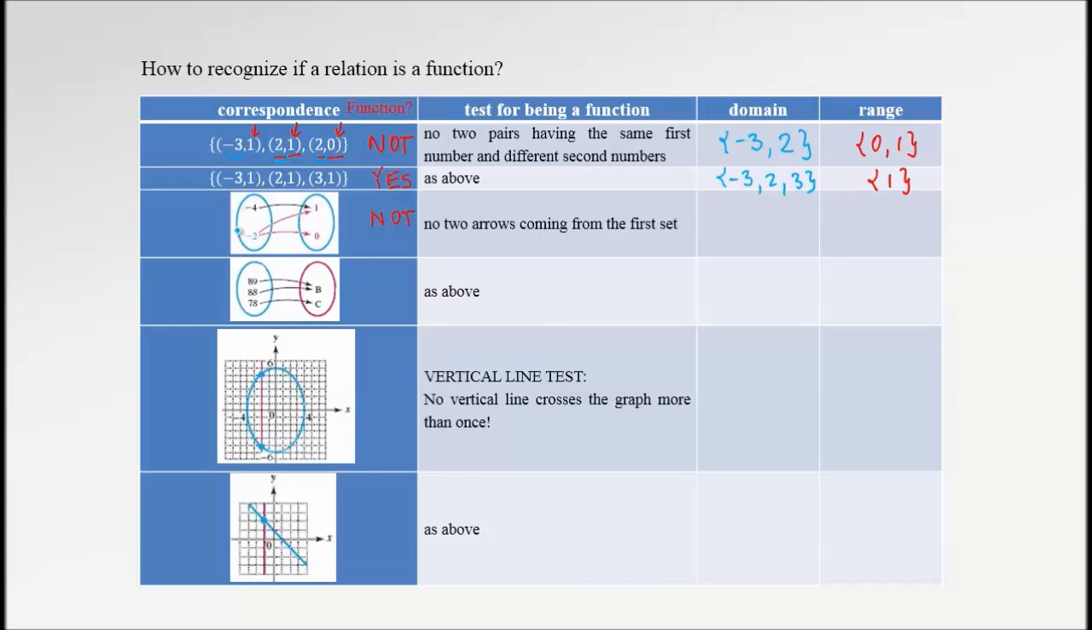What's the domain? Well, the domain is everything that we see in the first set. So it's -4 and -2. What's the range? Everything we see in the second set. So in this case 1 and 0.